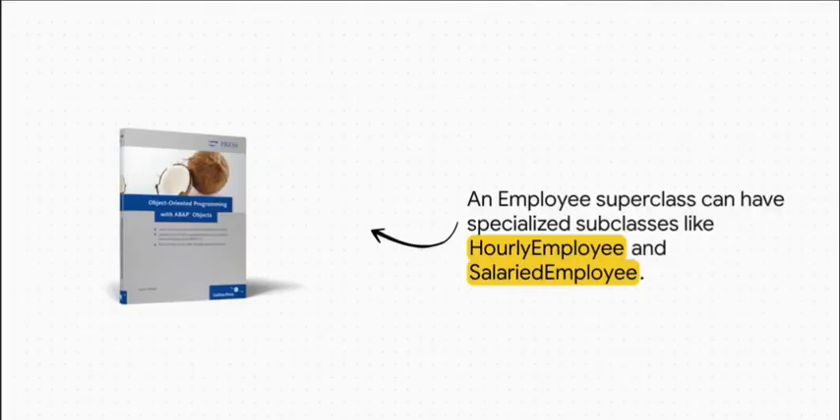And this diagram just shows it perfectly. You've got your general employee superclass at the top, defining things that all employees have in common. And then branching off from that, you have specialized subclasses like hourly employee and salaried employee. They get all the common stuff for free, but then they add their own specific ways of doing things like calculating wages. We're building on what's already there, not rewriting it every time.